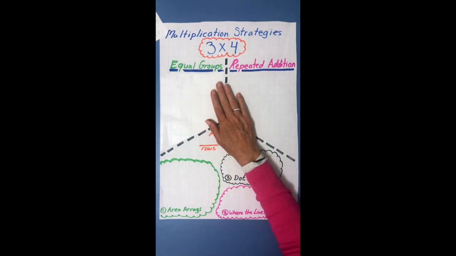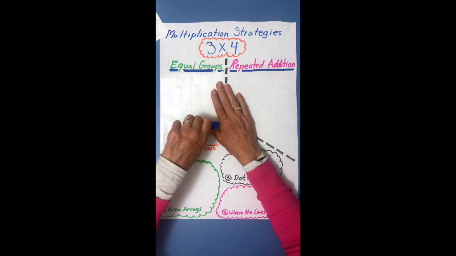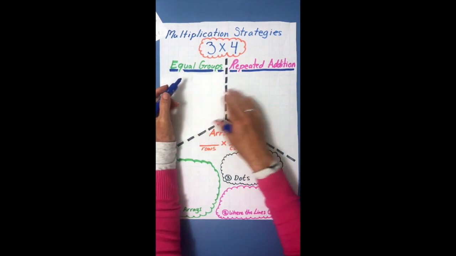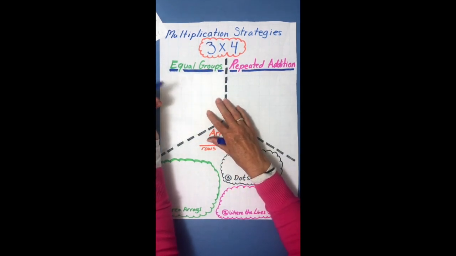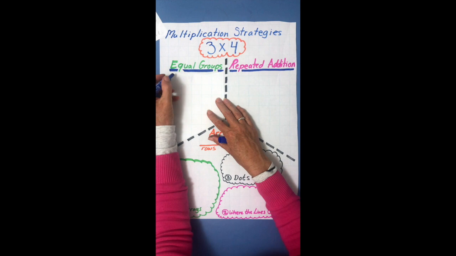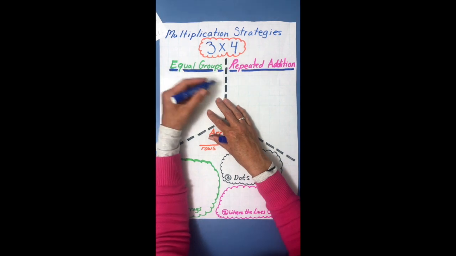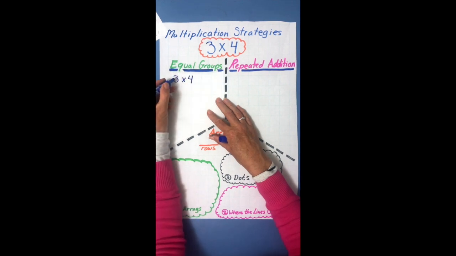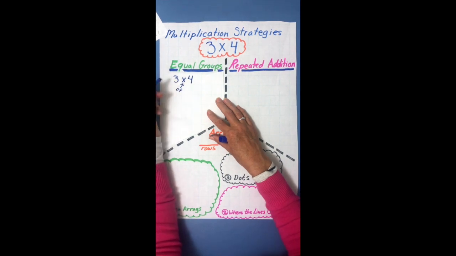So with equal groups, what you do is you write the problem, and I'm going to use the problem 3 times 4 on each one of these so you can see how they're different. So when we're doing pictures to represent this, we know this means 3 times 4. But this times symbol here also means of. So it's a symbol representing the word of. So this also means 3 groups of 4.